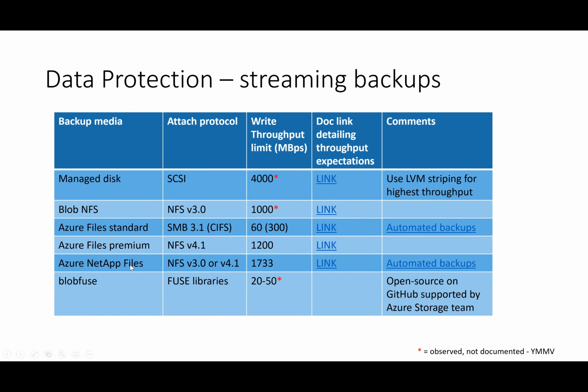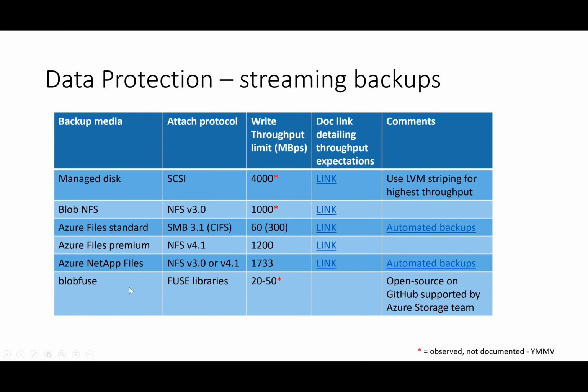Azure NetApp Files, as I mentioned, is the premium option. You can use NFS version 3 or version 4.1. They themselves say you can expect upwards of about 1,700 megabytes per second of throughput, and they do have automated backups. So there's a lot that comes with that package.